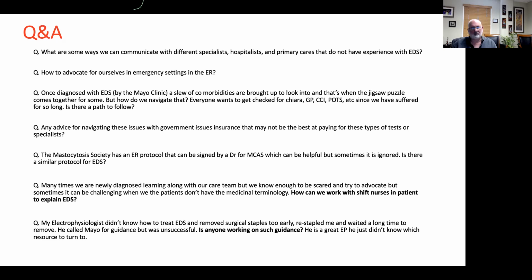Okay, the Mastocytosis Society has an ER protocol that is signed by a doctor for mast cell, which can be really helpful, but sometimes it's ignored. Any suggestions on when we do have that? And I know we're talking about mast cell, but when we have that form filled out and they're ignoring us, any suggestions there? Well, if they ignore it, I would just make sure that you tell the nurse or whoever is in charge of your chart to please attach it to your chart.